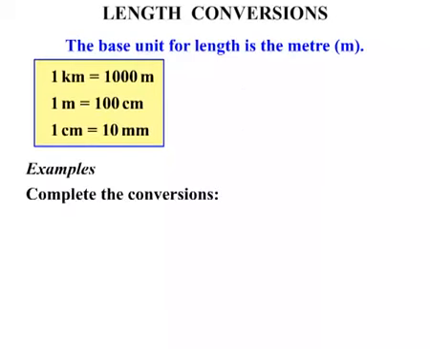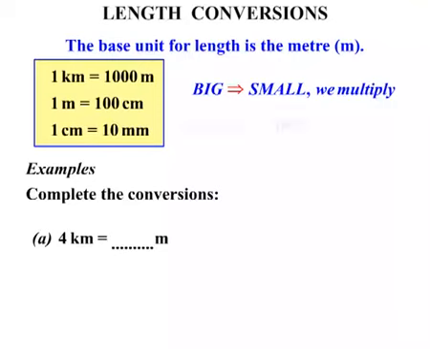We're asked to complete the conversions. In the first one, 4 kilometres equals how many metres? Now a couple of things to think about. If we're changing from a bigger unit to a smaller unit, we will multiply. If we're changing from a smaller unit to a bigger one, we will divide.